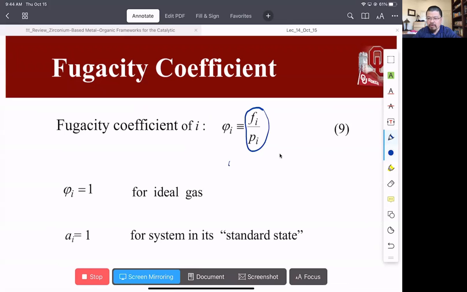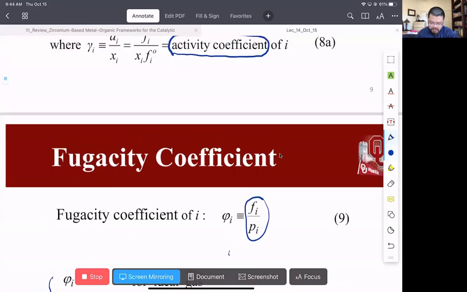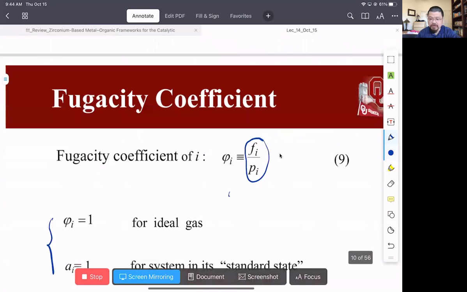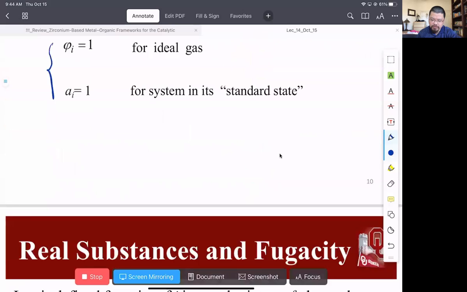So that would be a quite nice index for us to understand how far away the system is from the ideal gas. Okay, so those are the two special cases. If the activity is 1, then we understand that this is exactly at the standard state. If the fugacity coefficient is 1, then this should be the ideal gas. So we have the three busy slides to define quite a few new quantities.